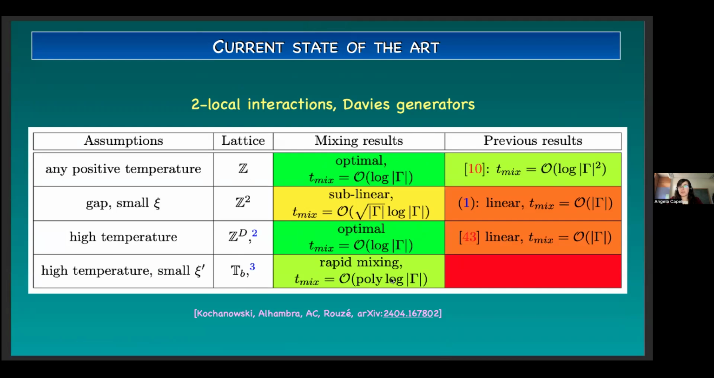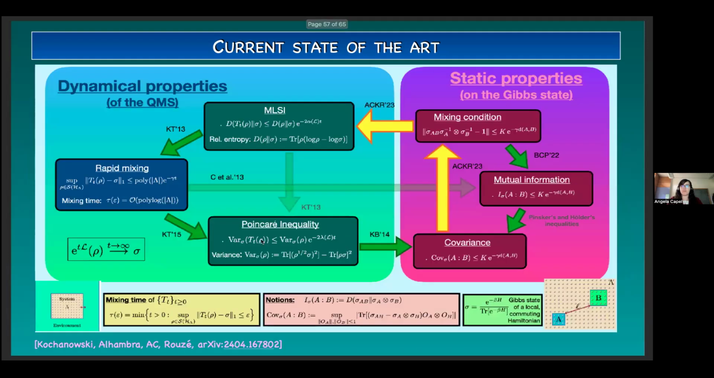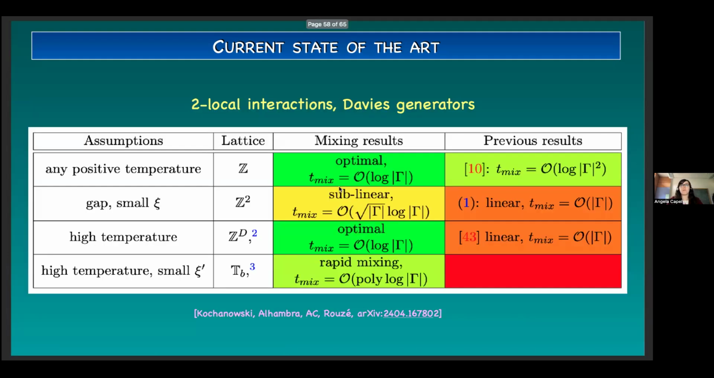You obtain rapid mixing, but we believe that this should be improvable to only log instead of polylog. And in the case in which you only assume that you have a positive spectral gap, so in the case in which you assume that you're at this step of the diagram and you want to come to the rapid mixing, then we have something that is sublinear, which is not optimal yet. So we believe that this should be improved for sure.